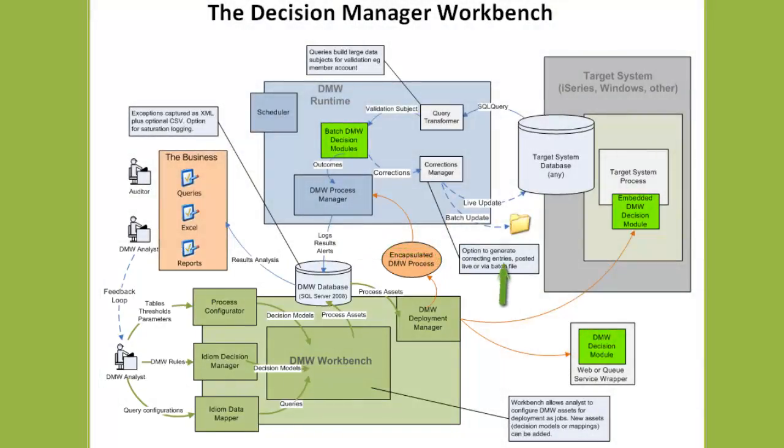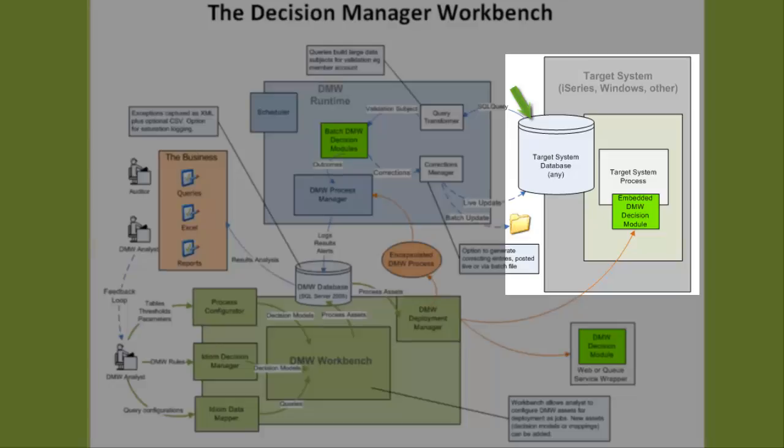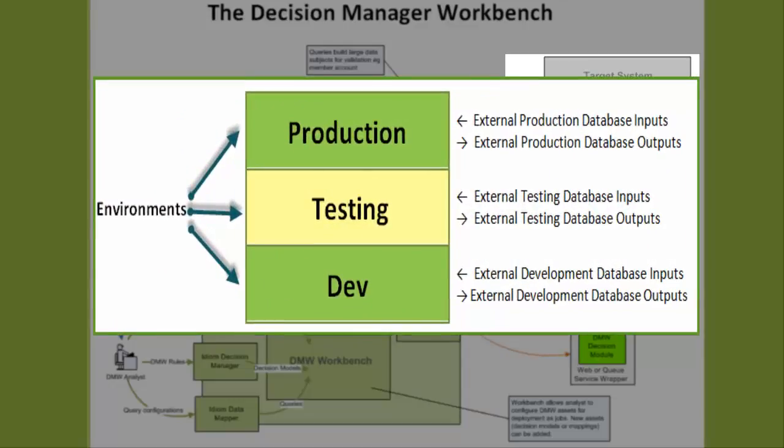Over to the right is something called the target system, which is a definition of the business's database to DMW that it is to acquire data from, and to be able to pass this data into the Idiom decision models for processing. Invariably, there will be more than one of the same type of target database, such as development, test and production instances. DMW caters to this need by the definition of environments within DMW, which at execution time are used to control database access to point to different instances of the target system.